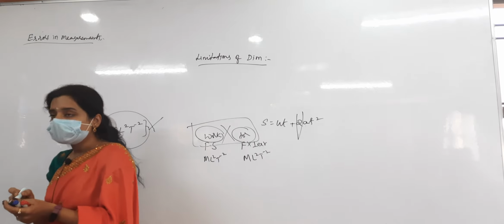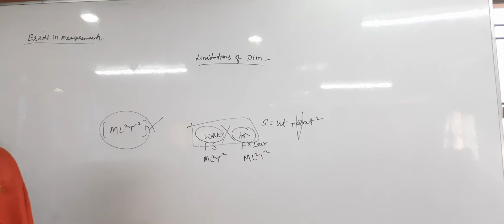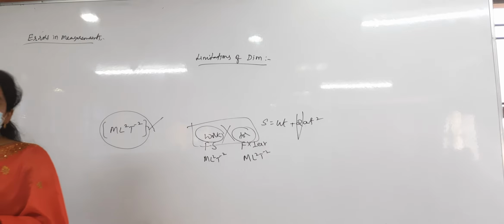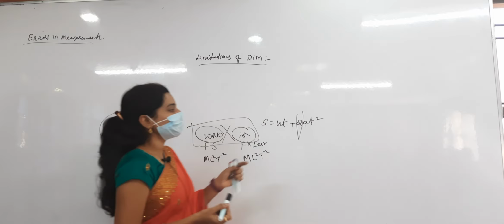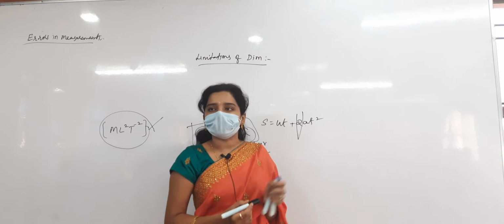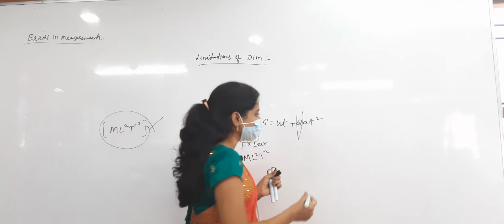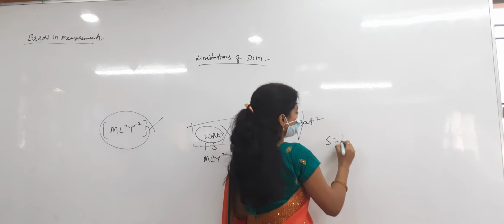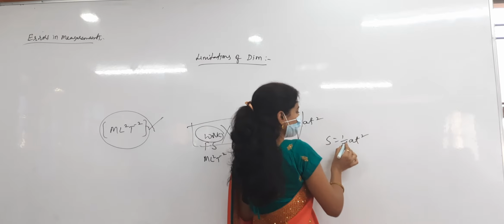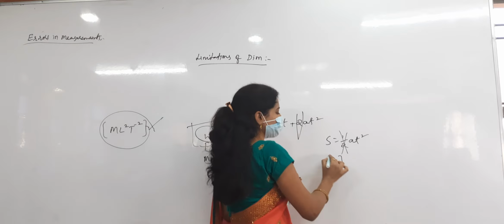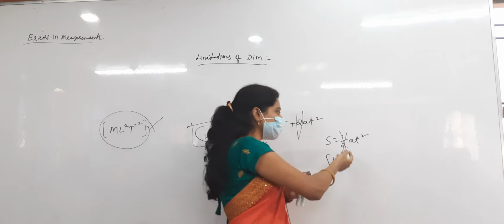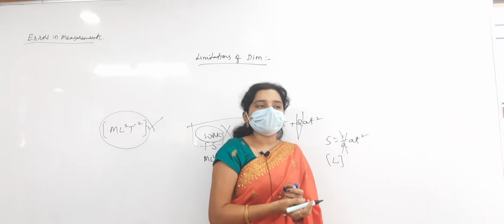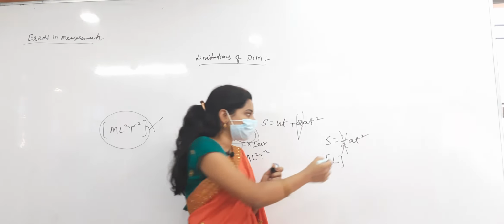One is that for numerical values there will be no dimensions. If we consider the numerical value or if we do not consider it, there is no problem in the dimensions. For example, s is equal to half at square: if I consider the half at square, I will get the displacement as L only. If I do not consider it, also L only. So that is not the correct thing. Why? Because this has some meaning here.